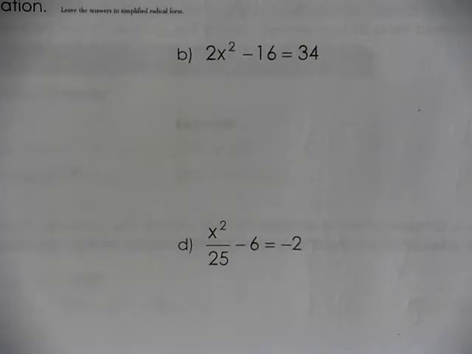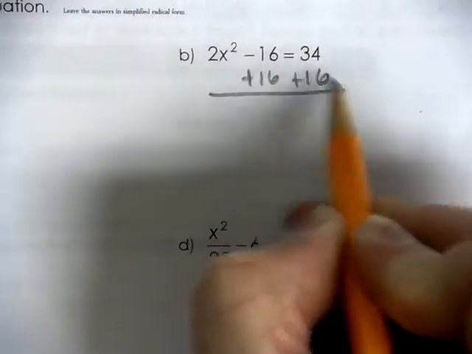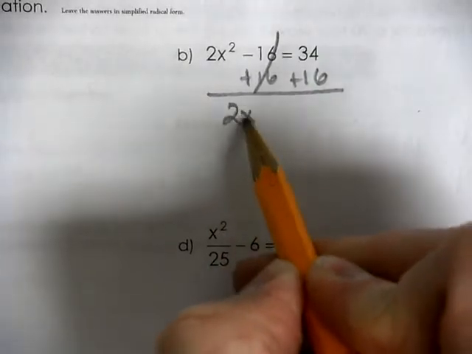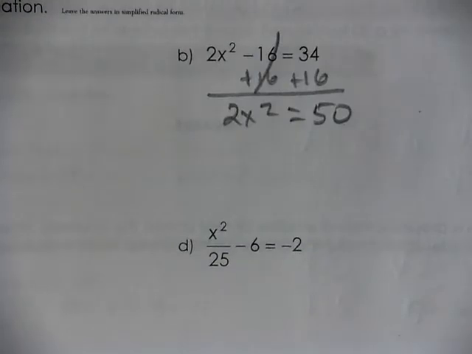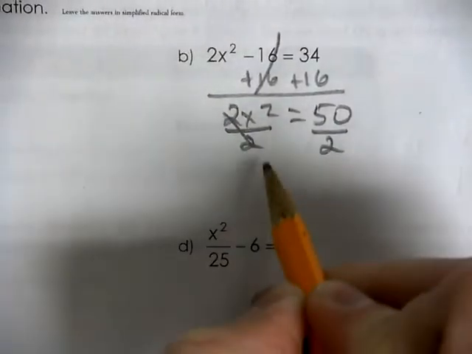On letter B, the first thing that we need to do is start to isolate the term that has the x squared. So we need to move the 16 over first. Because we're going on the opposite side of the equal sign, we are going to add 16 to that. That gives us 2x squared equals 50. Now we want to isolate our x squared, so we are going to divide both sides by 2.